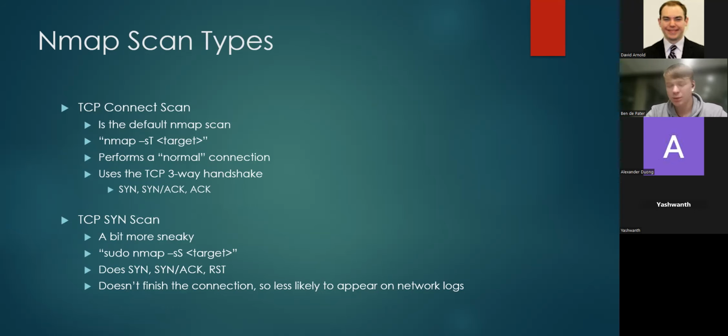I'm just going to give a quick briefer on this. I won't go too in depth, just because this isn't really a networking class or networking video. But basically, the TCP three-way handshake is a way of making sure that two computers are actually connected. So let's say I'm computer A and I want to connect to computer B.